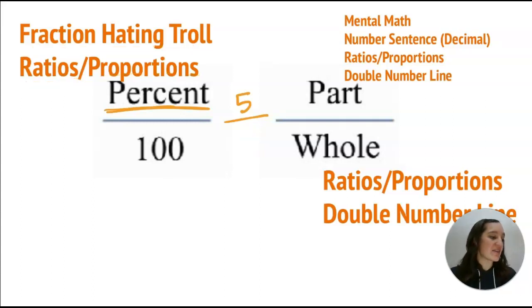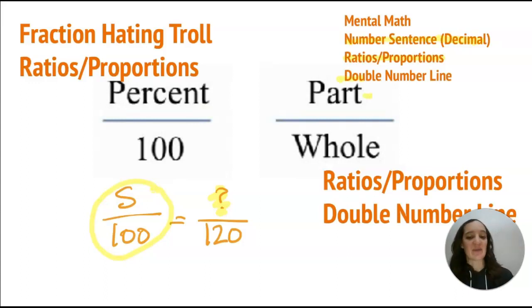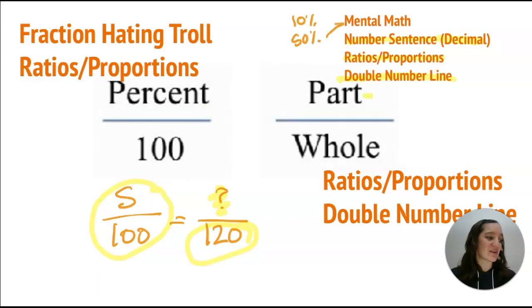If we know the percent and we know the whole, but we don't know the part, well, there are lots of things we can do for these types of problems. Yes, we can solve it the ratio way. We could also change this percent into a decimal and then times it by the whole. We could do it the double number line. If it's like 10% or 50% of a number, we could do it the mental math way. So that's if we're looking for the part.